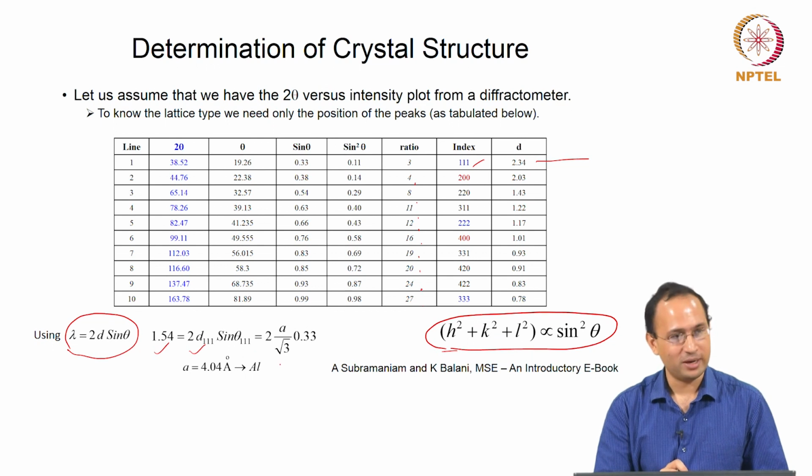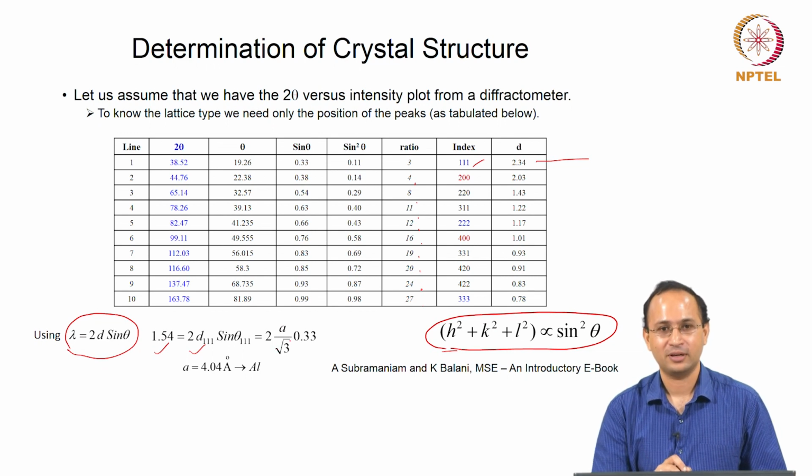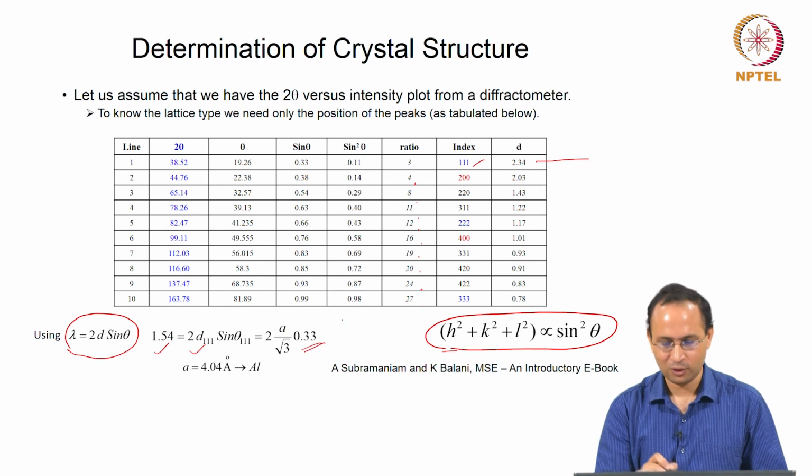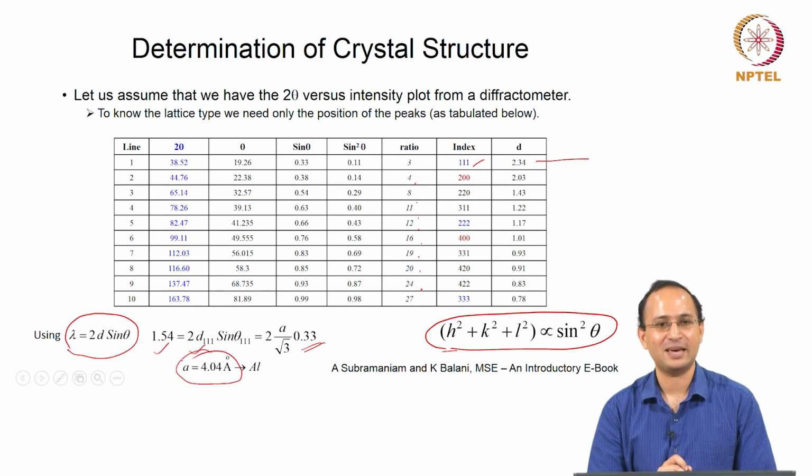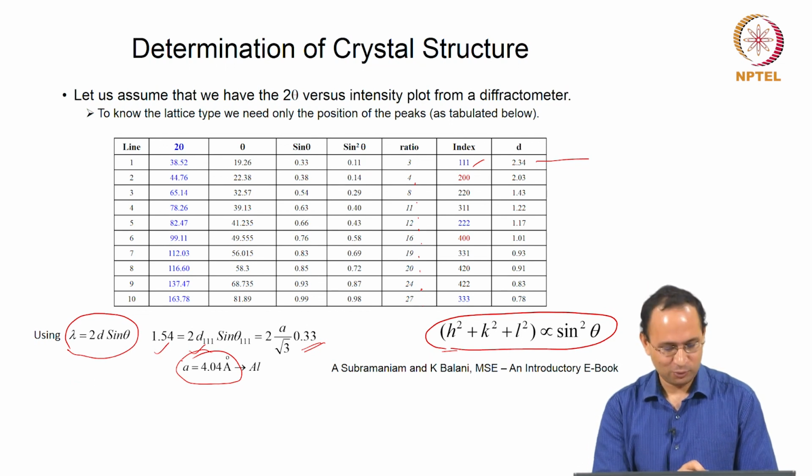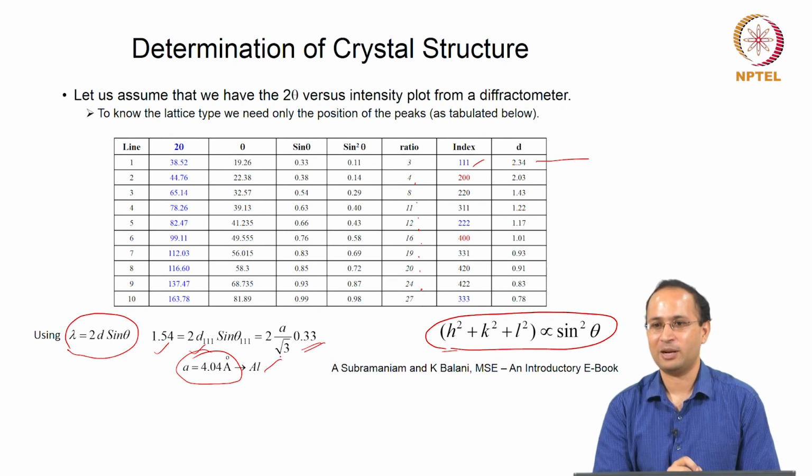Now, since it is cubic, we can write this d in the form of the lattice parameter. Again, I am not going back, but you can simply review this, you will be able to find the relation between d and a. So, it is a over root 3, and sin theta we already know. So, from this you can calculate a. A is the lattice parameter you are looking for. It will be the same in all directions, it is a cube. Once you know a, you know this is aluminum in this case. So, you know the lattice parameter, you know the crystal system.